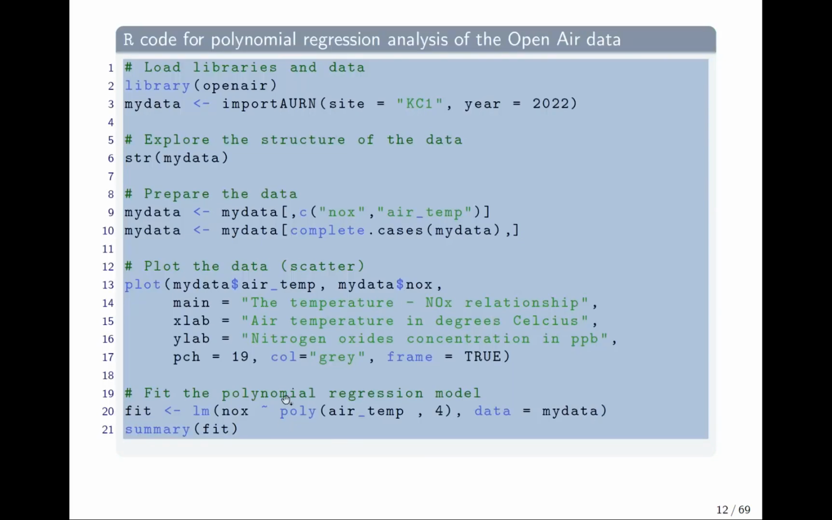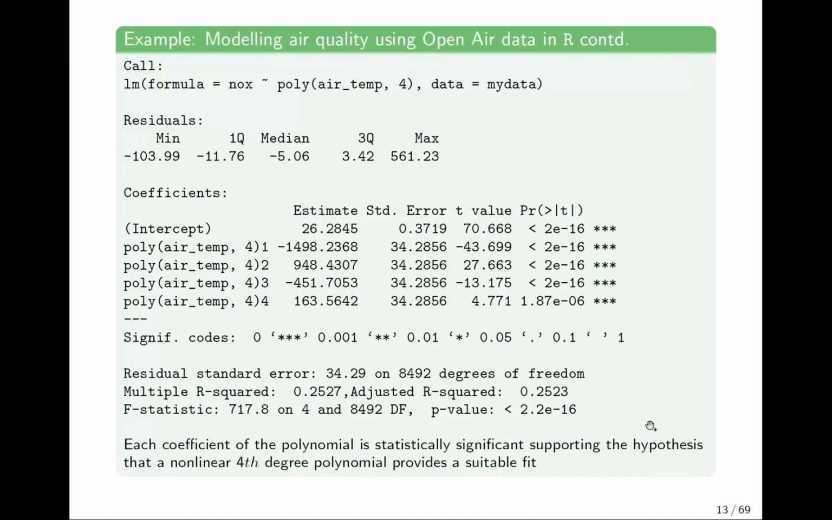And then we fit a polynomial regression model. Linear model, NOx is our dependent variable, air temperature is our independent variable, and we use this syntax here to tell R that we want a polynomial of degree 4 in air temperature. And this gives us the results that you can see here. Usual thing, we get the call, some statistics on the residuals, their quantiles, coefficient estimates, the standard error, the t-value, the p-value, and some diagnostics on goodness of fit, as usual. So we've seen it all before.